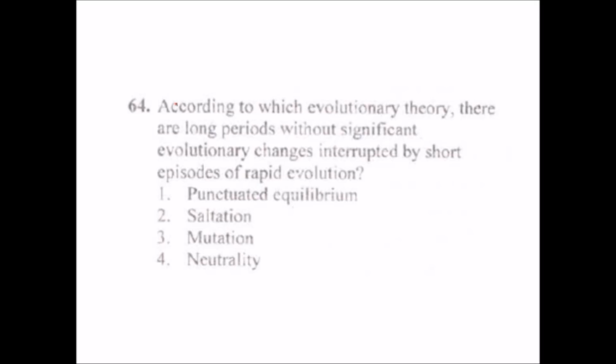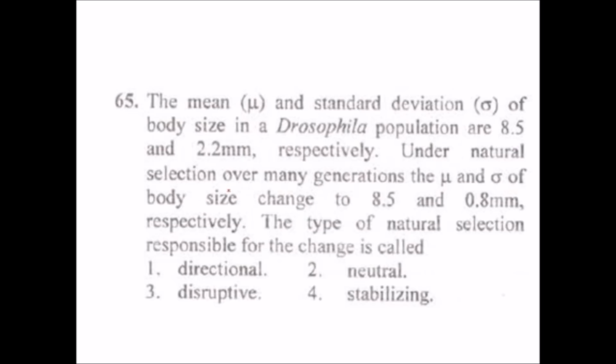According to which evolutionary theory are there long periods without significant evolutionary changes interrupted by episodes of rapid evolution? It is punctuated equilibrium. The name itself suggests that some hindrance is there, but it leads to the equilibrium after interruption by short episodes. It gets some full stop in its pathway.